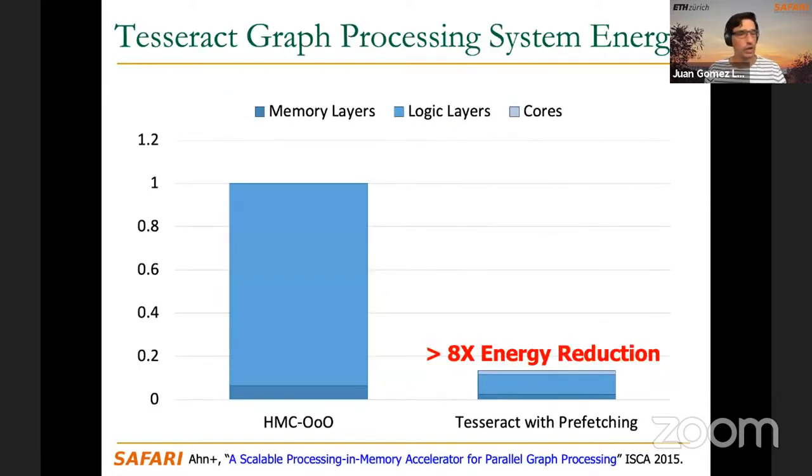And then we can take a look at the energy consumption, because energy is a key motivation as well, not only performance, for processing in memory. Here we can compare the energy consumption for the HMC out of order baseline and the Tesseract with prefetching. We see an energy reduction of more than 8 times.